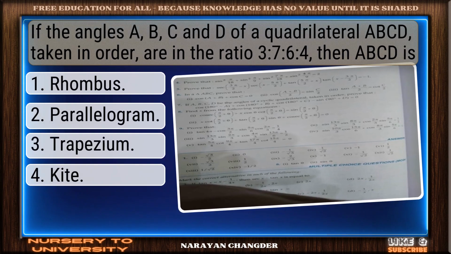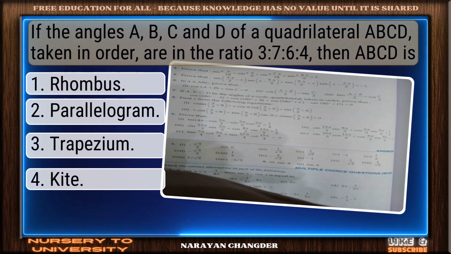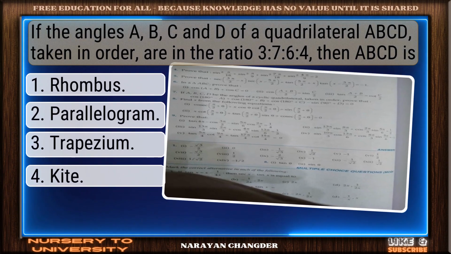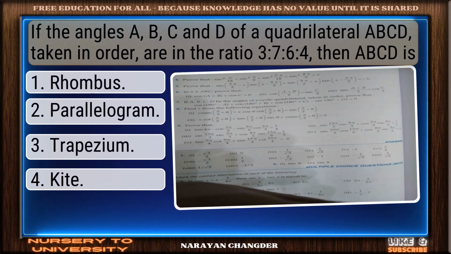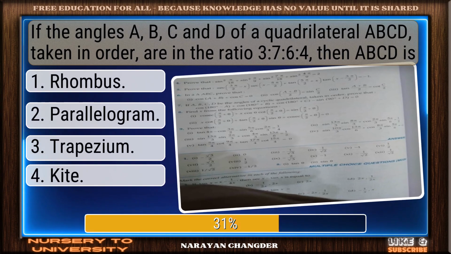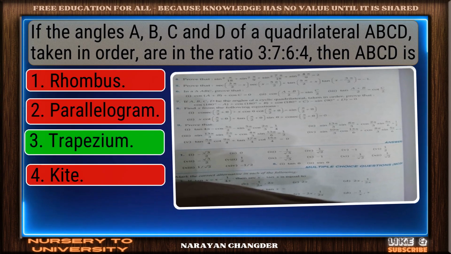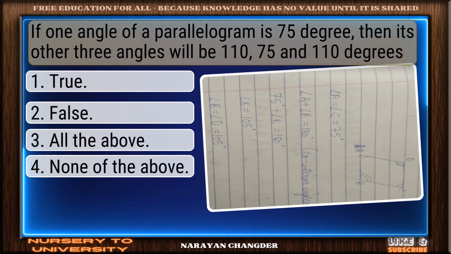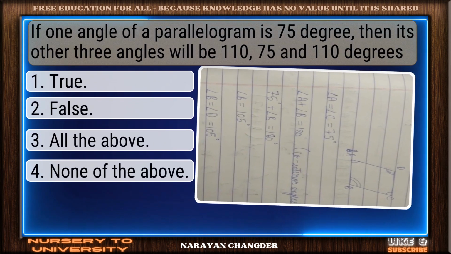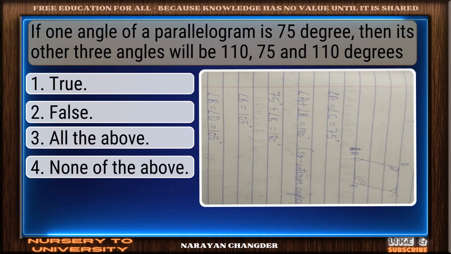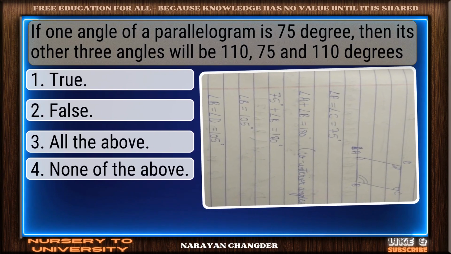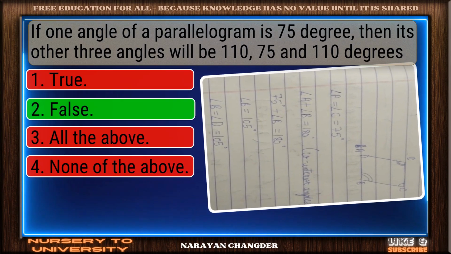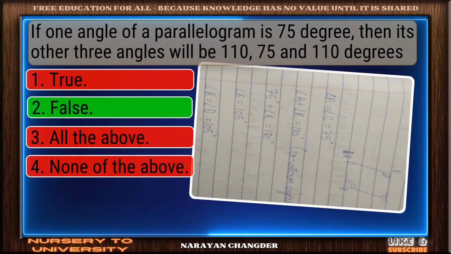Question number 42. If the angles B, C, and D of a quadrilateral ABCD, taken in order, are in the ratio 3:6:9, then ABCD is? Perfect. Trapezium is the correct choice. Question number 43. If one angle of a parallelogram is 75 degrees, then its other 3 angles will be 110, 75, and 110 degrees. You got it. Your choice false is right.